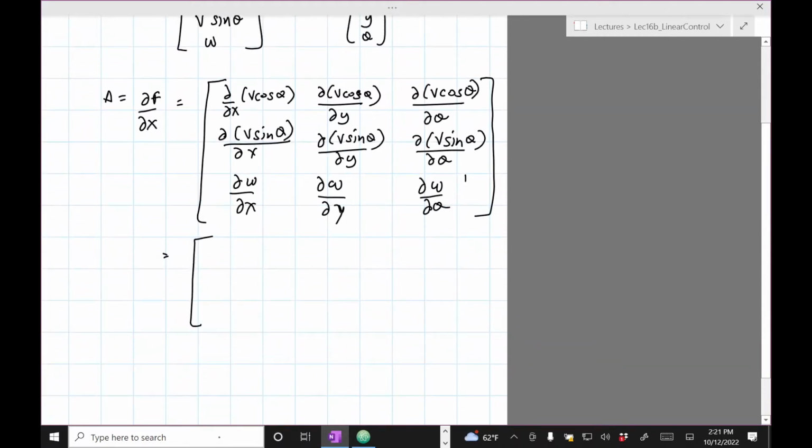So the first term, the derivative of v cosine theta with respect to x, is simply 0. The second one is 0. The third one is, derivative of cosine is negative sine, so negative v sine theta. And we have 0, 0. Then the derivative of sine is cosine, and then we have 0, 0, 0. Okay, so that's the A matrix. It has one row which consists entirely of zeros.